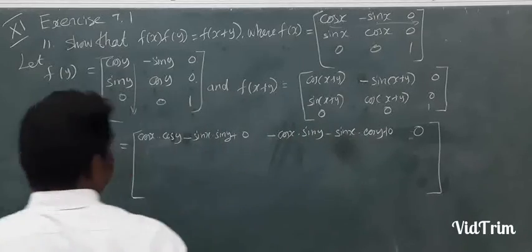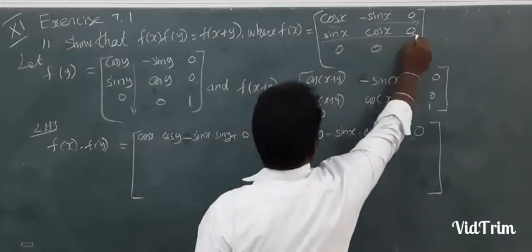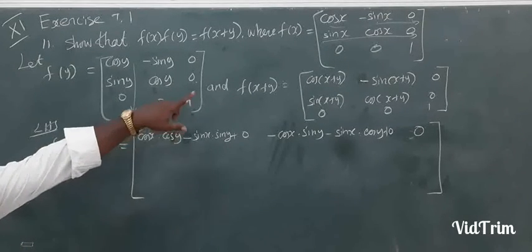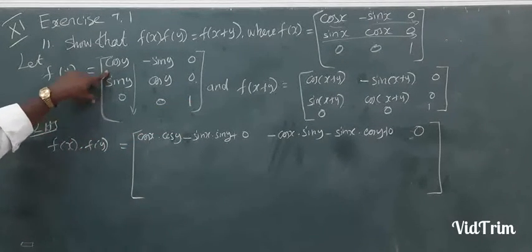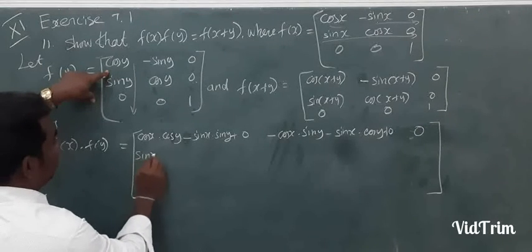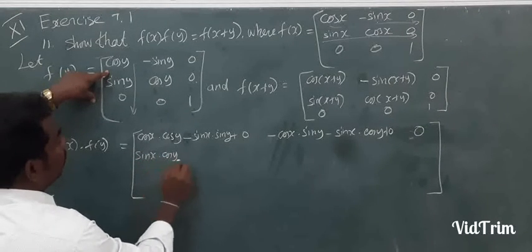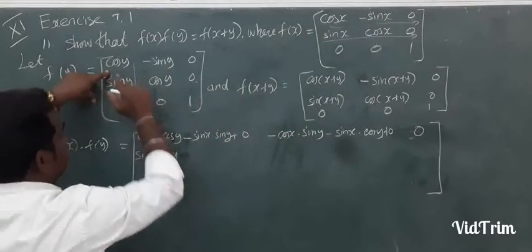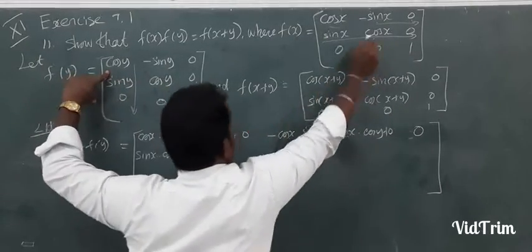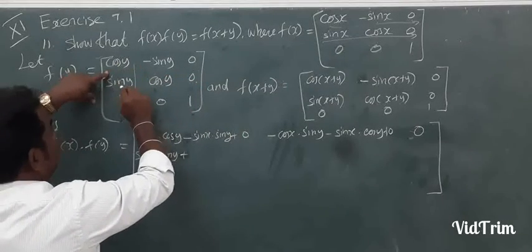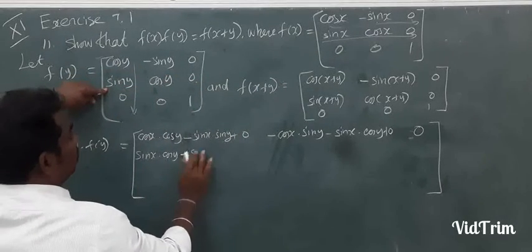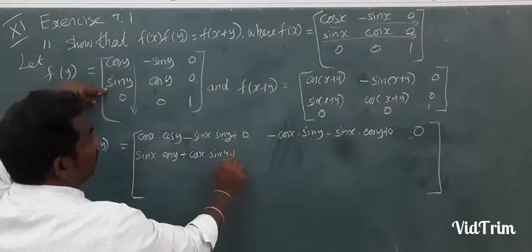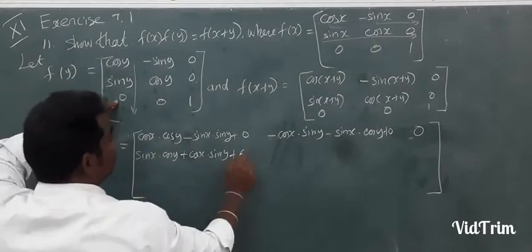And next take the second row and first column multiplication. Sin x into cos y, you write sin x into cos y plus cos x into sin y. So cos x into sin y plus 0 into 0, 0.